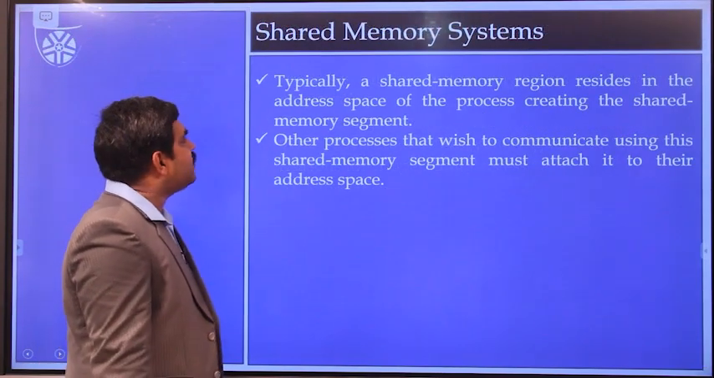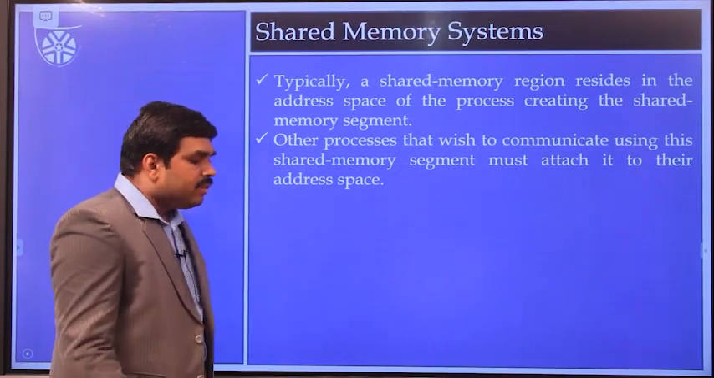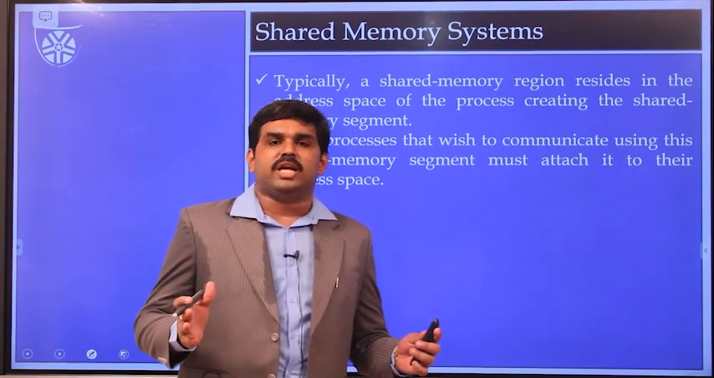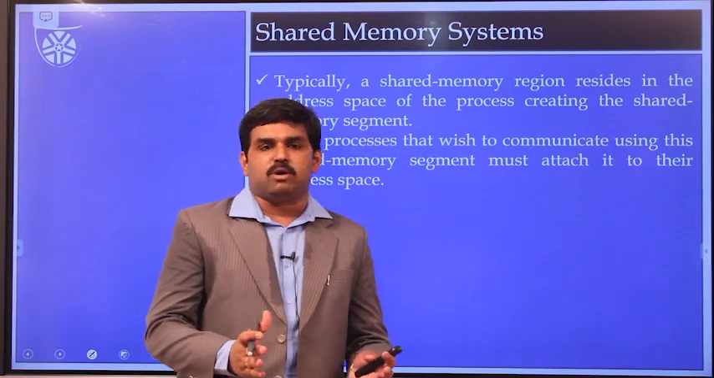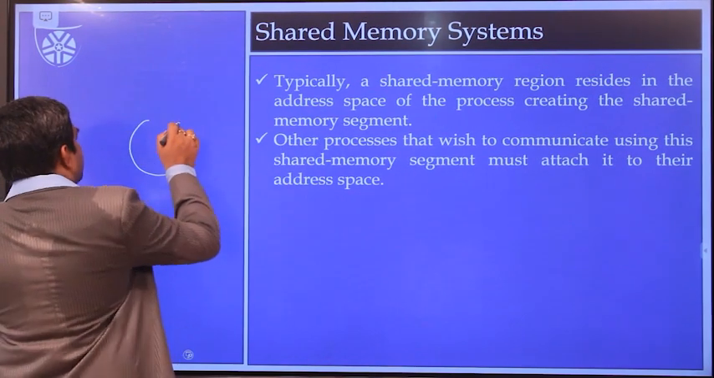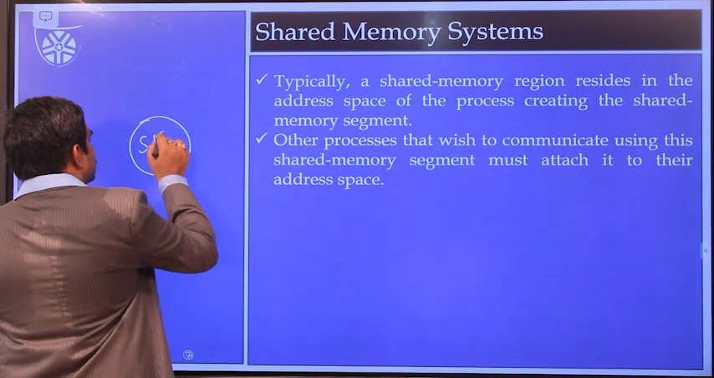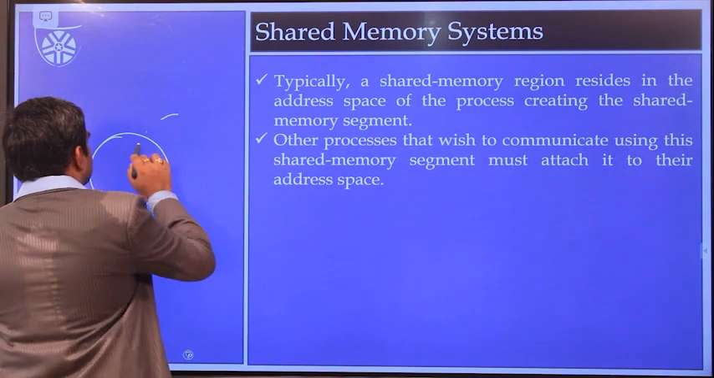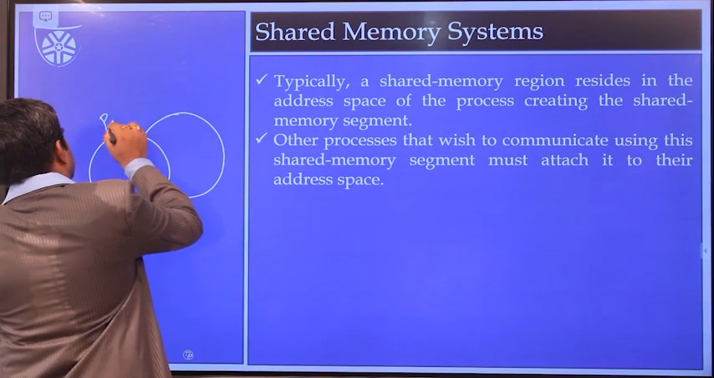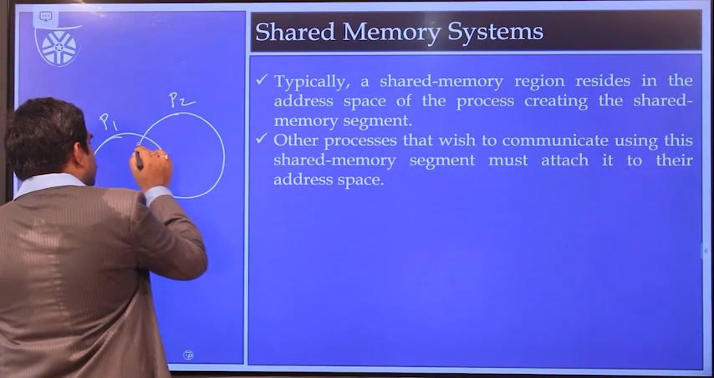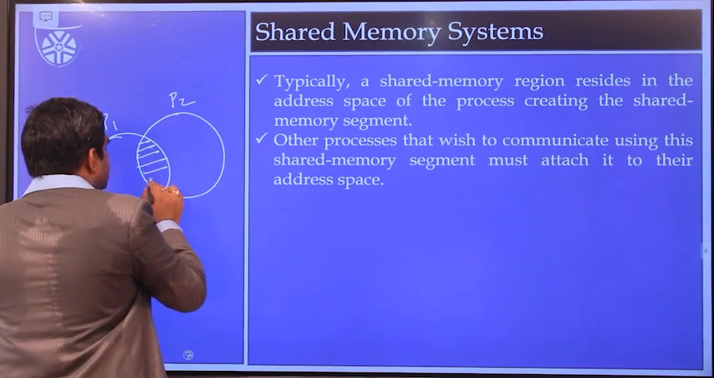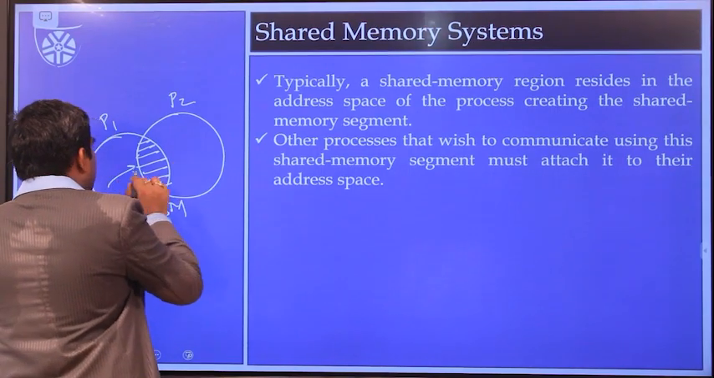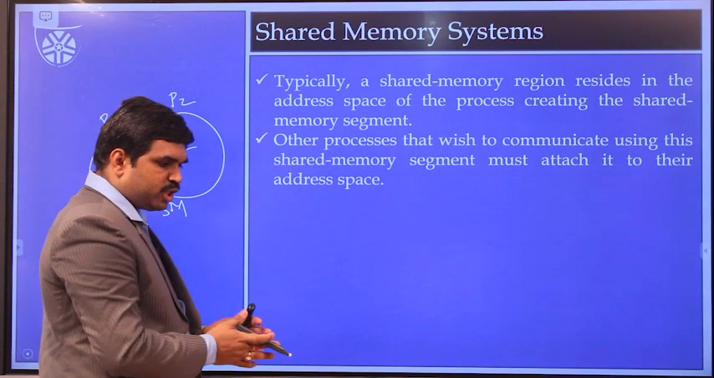Students, let us discuss shared memory. Communication can happen in shared memory only if the two processes are sharing some space among them. For example, this is the shared memory, and there are two processes named P1 and P2. This is the space reserved for sharing. Through this shared memory, P1 and P2 can communicate with each other.